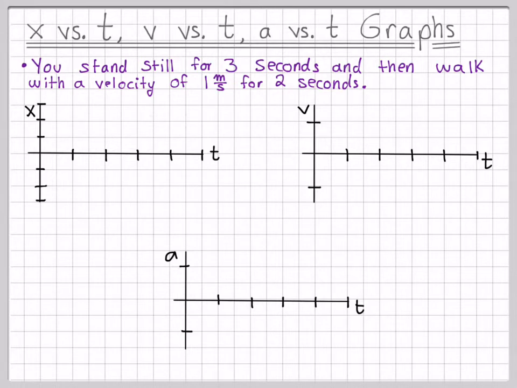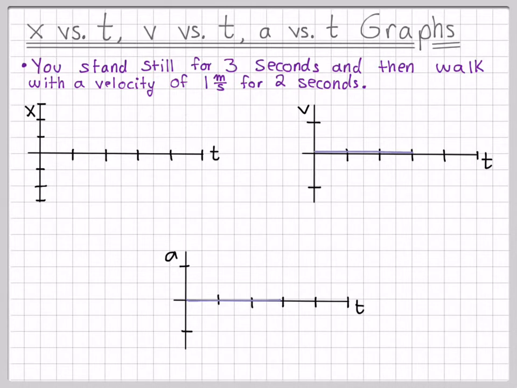So if we're standing still for 3 seconds, the graph that may seem the easiest to fill out is the velocity graph. So if we aren't moving for 3 seconds, we know that the velocity for the first 3 seconds will simply just be 0. So this is what the velocity versus time graph for the first interval will look like. If we know that there's no change in velocity, then there definitely isn't going to be any acceleration. So we know that the acceleration will also be 0 for the first 3 seconds.